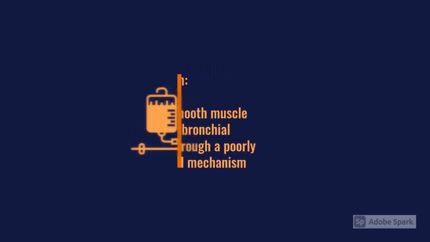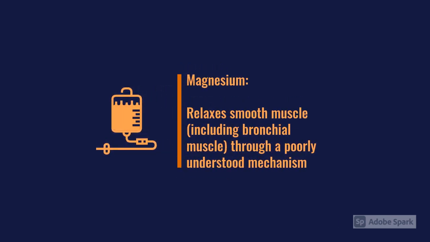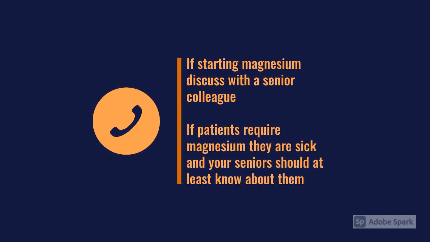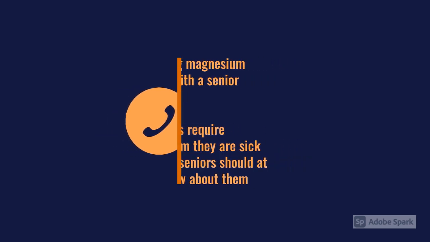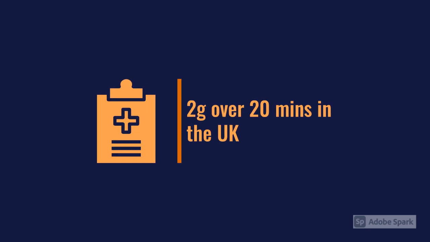But magnesium is often one of our go-tos for our more severe patients. If they're not responding to the nebulizers and the steroids that we've given them, then we need to consider magnesium early. We often advocate in SIM that if you're going to start magnesium, you should have at least discussed the patient with a senior colleague. That's not to say that F1s can't start magnesium. It's just that if you are starting magnesium, that implies it's acute severe asthma or worse, and so somebody senior should be aware. So we normally give 2 grams of magnesium over about a 20-minute period.